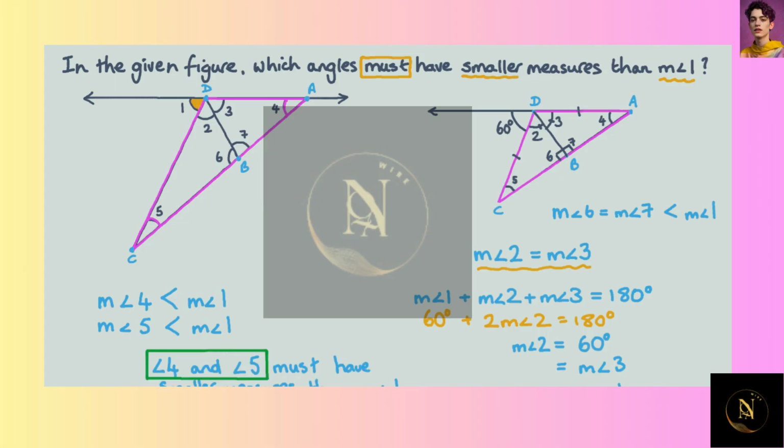Hence, only angles 4 and 5 must have measures smaller than that of angle 1.